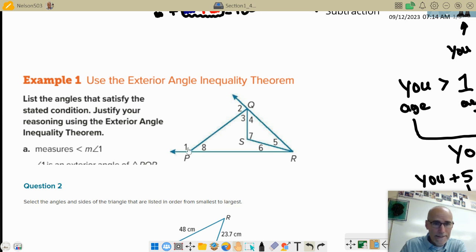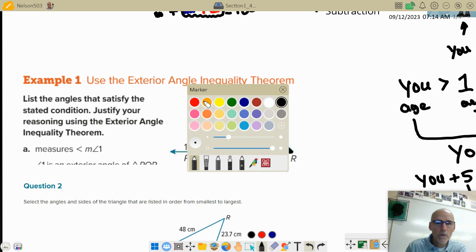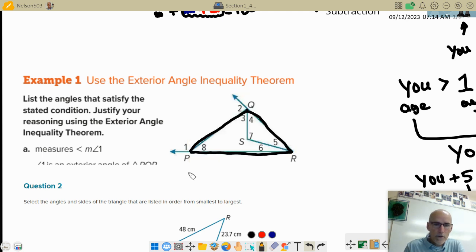Well, angle 1's an exterior angle. So I know there's some extra lines in here. Like look, I'm going to highlight the triangle that's of importance. This triangle right here is the one that we're focused on right now. Why am I focused on this triangle and not this little triangle right in here? Well, angle 1 is that mustard color. This angle 1 is our exterior angle right out here. Okay, that's our exterior angle. So this here is our interior angle.